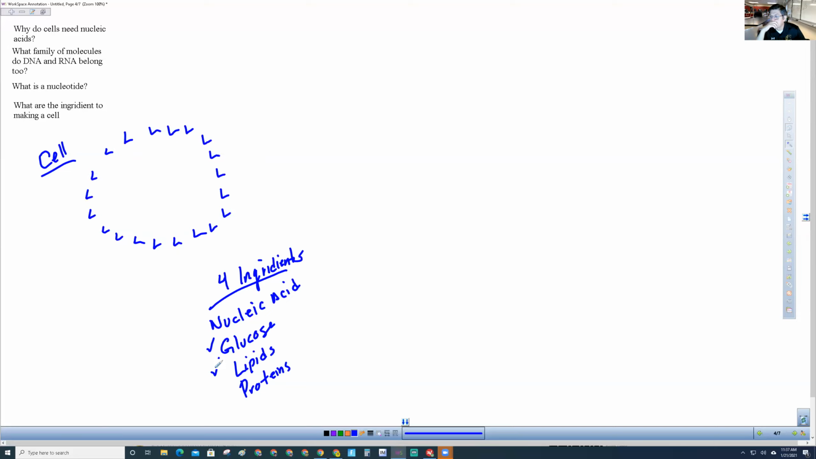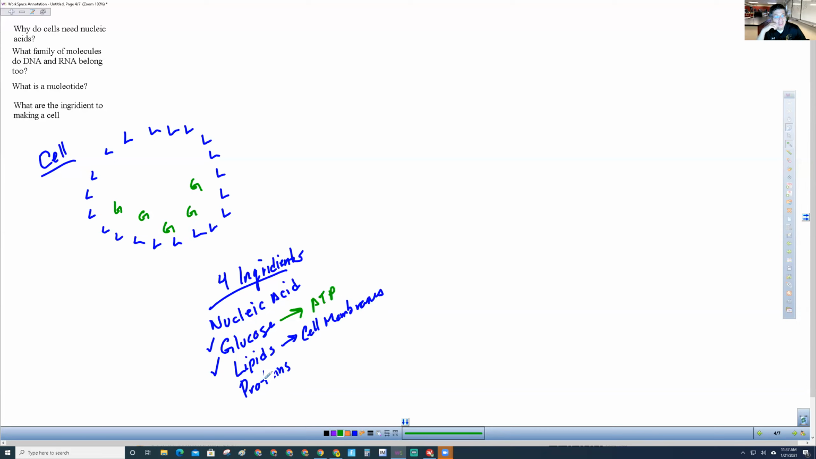Now do you guys remember what glucose is for? What's that used for? Very good. Energy, right? Glucose is this molecule that was built by plants, and that's why I put it green. So when we eat a plant, we're eating glucose. And that glucose gives the cell energy, or ATP.